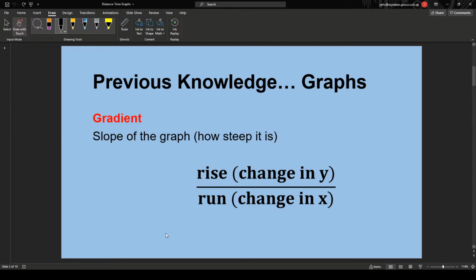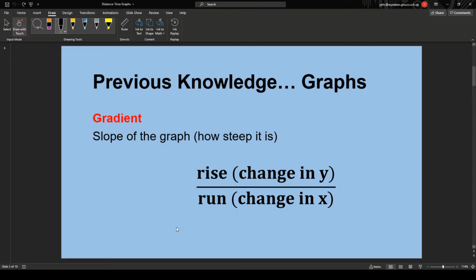In terms of what we're doing today, we're going to be covering something that we briefly touched on last lesson, which is speed, what speed is, and now we're going to be focusing on distance time graphs, which is related to speed.